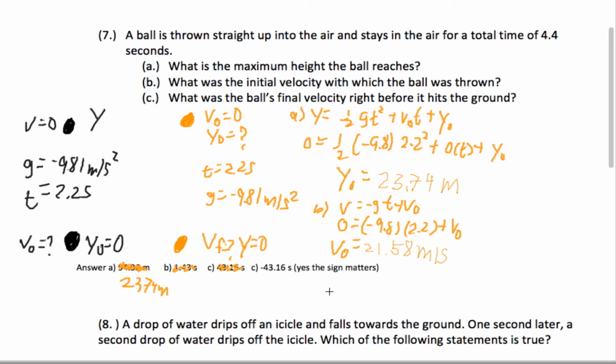Now here's the interesting thing. When we get v final, that actually is going to work out to be 21.58 meters per second, but in the negative direction since it's downward.